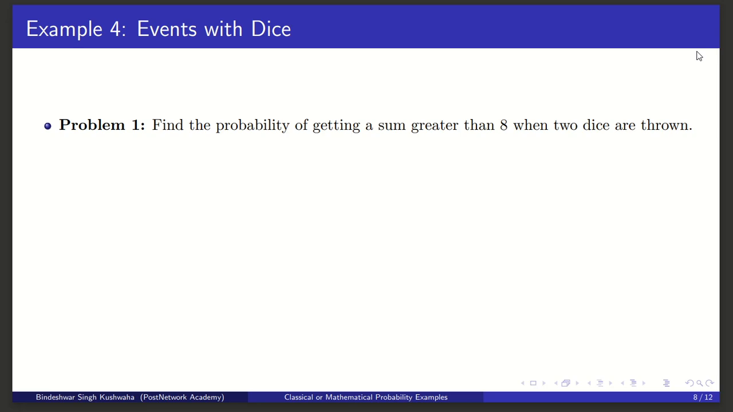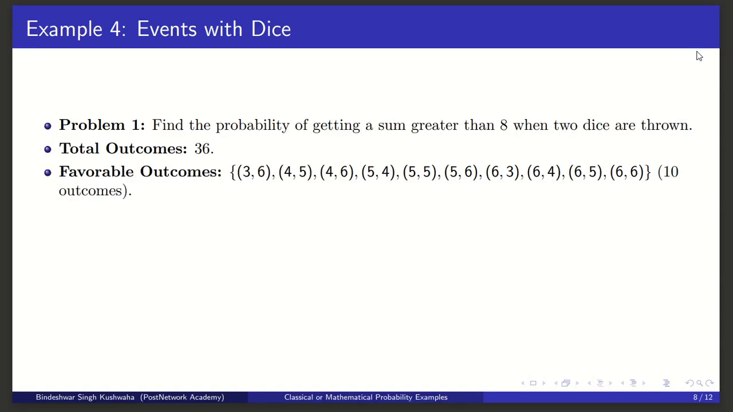Another, find the probability of getting a sum greater than 8 when two dice are thrown. Let us see, total outcomes are 36, because 6 into 6 is 36, and these are the favorable cases. If you add 3 and 6, that is 9; 4 and 5, that is 9, greater than 8. So we have these favorable cases. There are 10 favorable cases. So 10 upon 36, and that would be 5 upon 18.